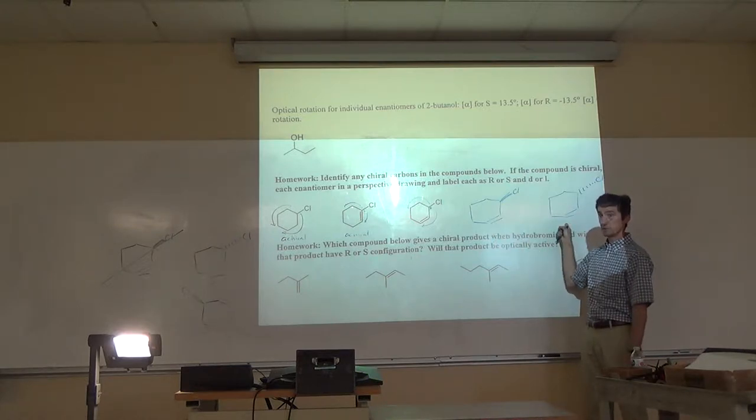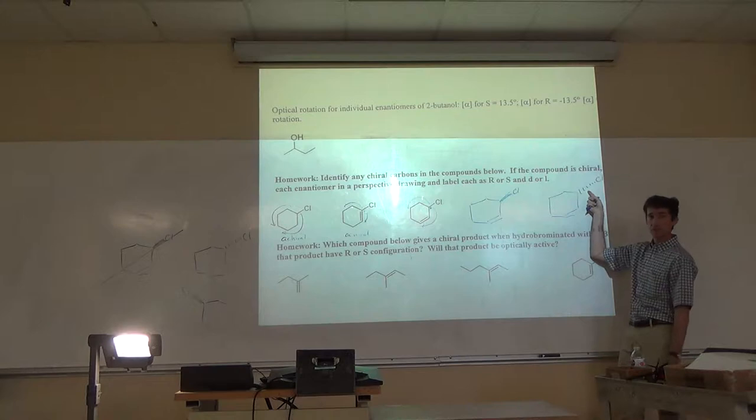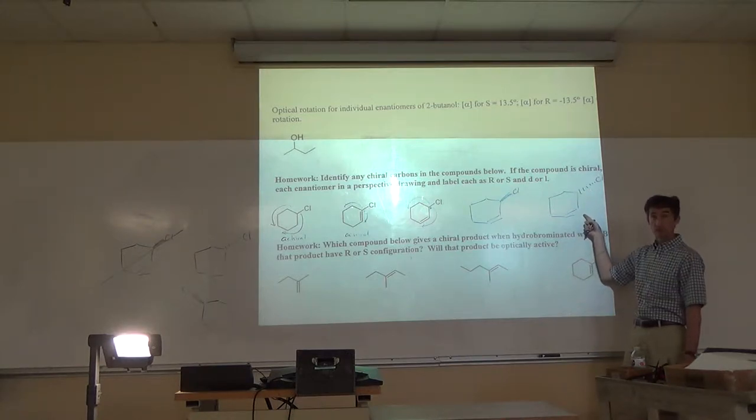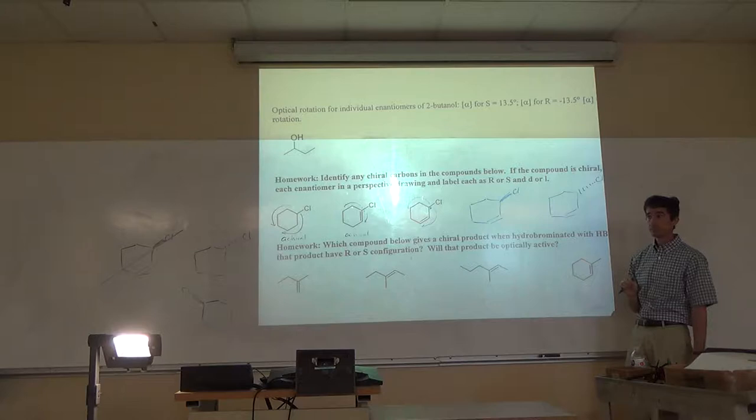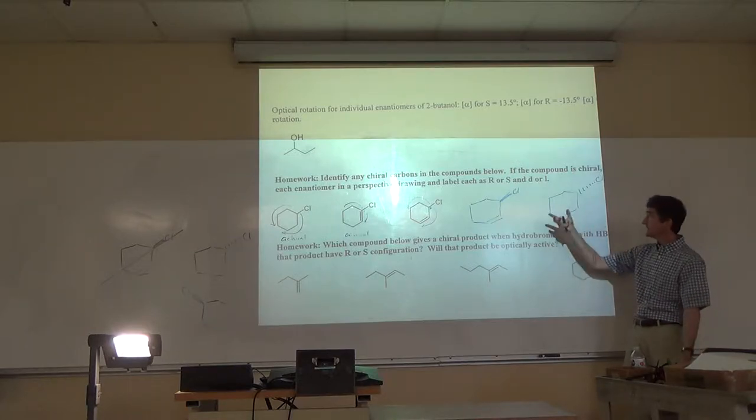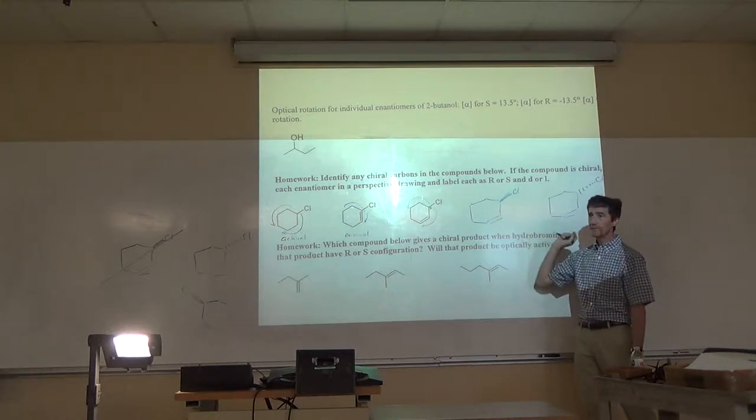Thus, the mirror image, which is this, because we know we just switched dash to bold, keep the backbone the same, should be different, right? Indeed, it is. These two are called enantiomers. One right hand, one left hand. How do we distinguish these two? These both would have the same exact name.